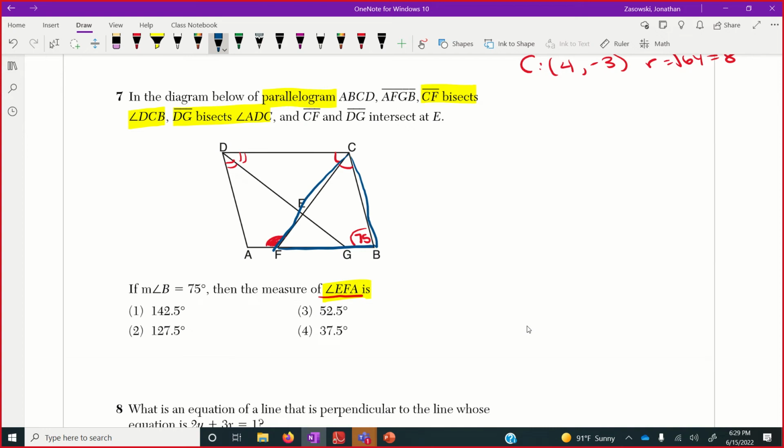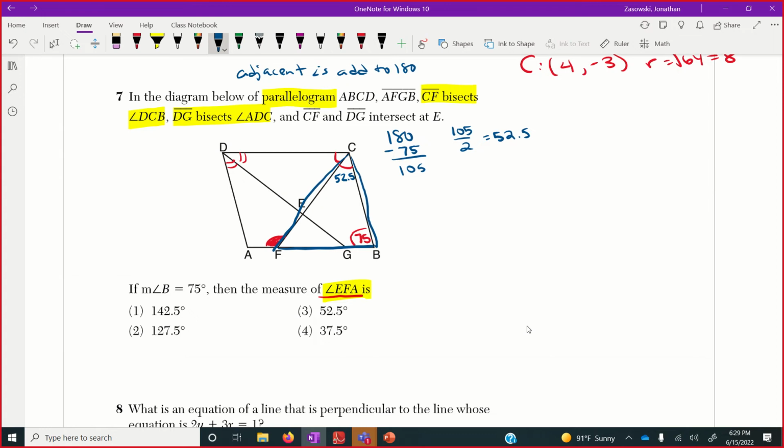Also, remember, in a parallelogram, the angles that are next to each other, the adjacent angles, add to 180 degrees. So that tells me that this entire angle up here has to add to 180 with 75. So 180 minus 75 is going to be 105. That's the measure of this entire angle right here. And then we cut it in half. So 105 divided by 2 is going to be 52.5. And that's the measure of the angle that's down inside the triangle there.